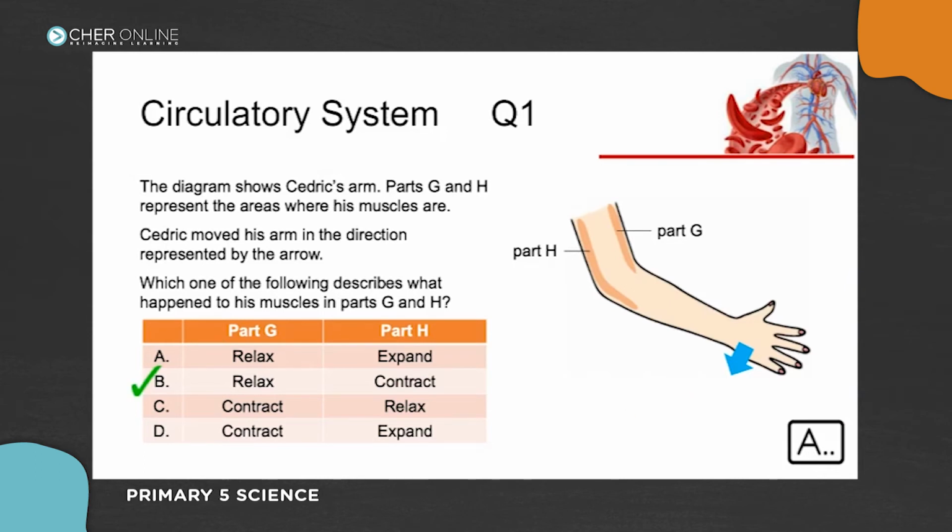Okay, remember the biceps and the triceps are antagonistic, which means they cannot both contract and they cannot both relax at the same time. And the word for muscles is not expand, it's contract and relax. Okay.